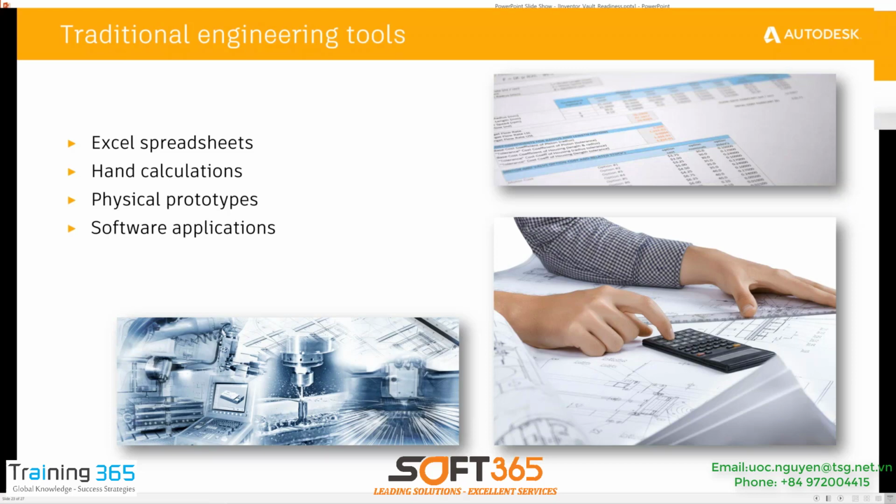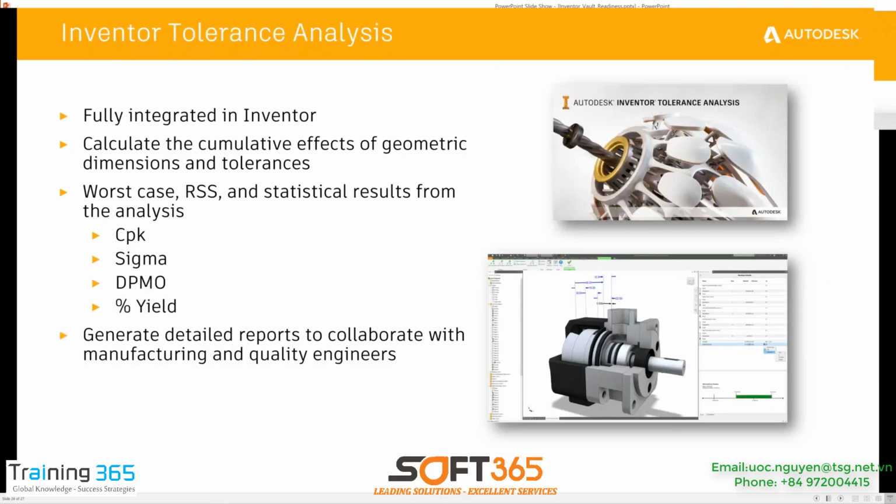So just a quick overview, Inventor tolerance analysis, it's fully integrated in Inventor. It'll help you calculate the cumulative effects of dimensioning and tolerancing, also giving you statistical, root sum squared, worst case, as well as some advanced results like CPK, sigma, yield, and DPMO. Above all, being able to communicate with detailed reports that help collaborate with other areas of the business.